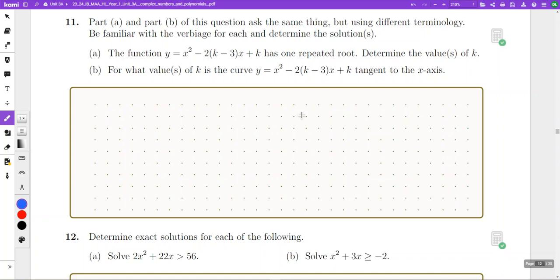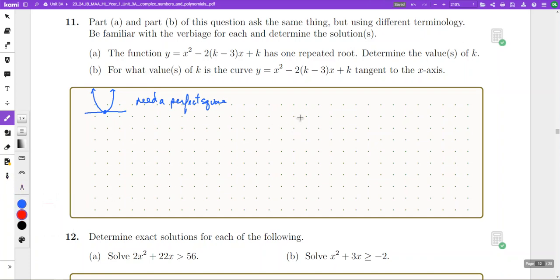So for what value of k is that curve going to be tangent to the x-axis? Or for what value of k are we going to have one repeated root? Saying the same thing. Both saying that, hey, if I've got this parabola, what's going to be the value of k that sets up so that I intersect the x-axis once and only once? That means I need a perfect square for this quadratic. But it doesn't mean that the k value will be a perfect square.